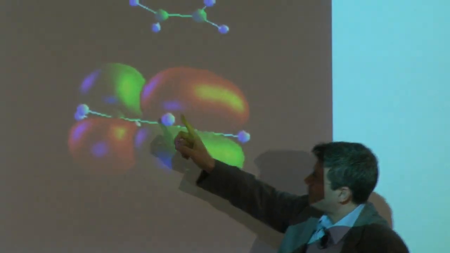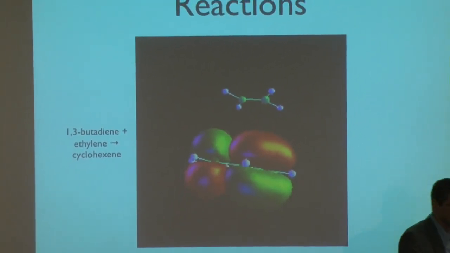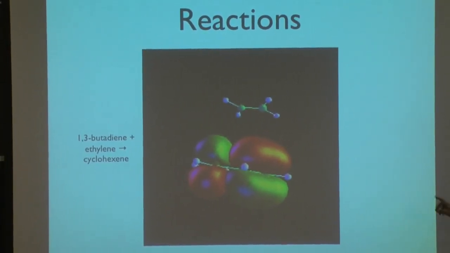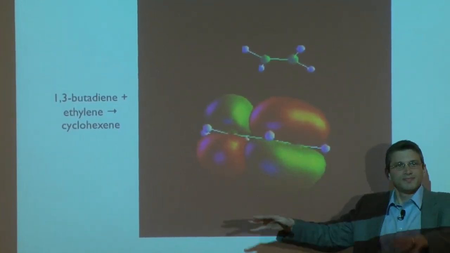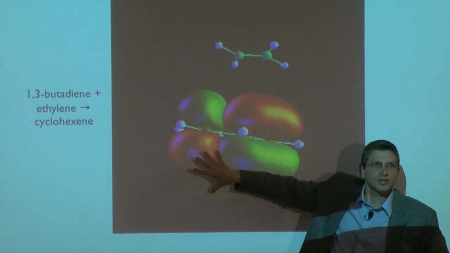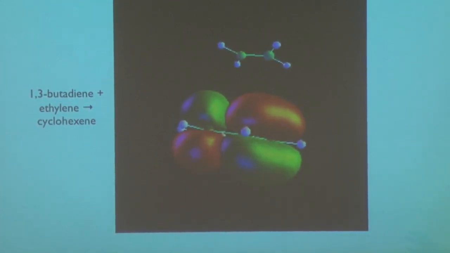This is butadiene plus ethylene going to cyclohexane. It's one of the simplest ways you can actually make a ring. Watch those electrons. Those are the electrons of the part of the system that's doing the reaction. That's where the electrons are, and where those electrons are is what determines everything about the reaction: the barrier, whether it happens.